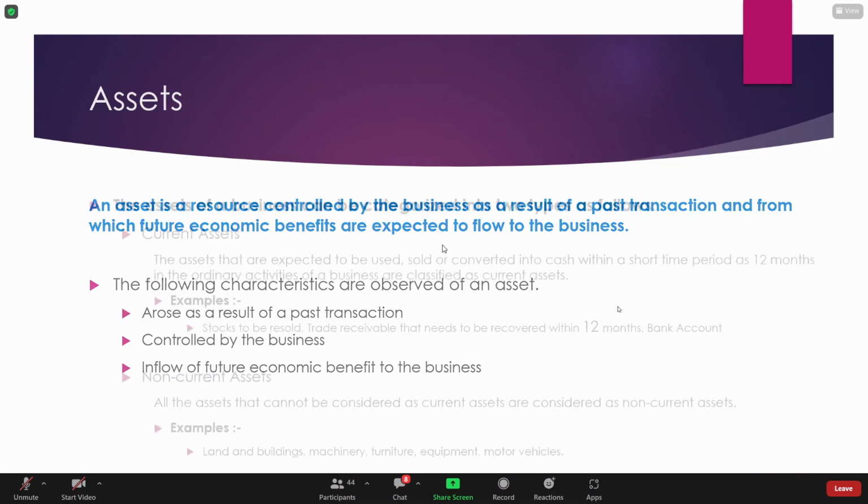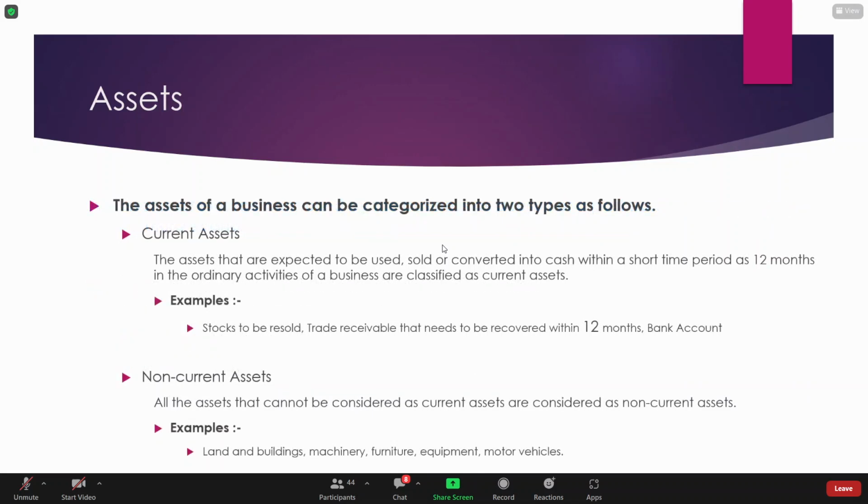And then the assets of a business can be categorized into two types. There are two different types of assets that can be seen in a business, and you know these two types. It's current assets and non-current assets. Very straightforward. Now let's look at the definition. The assets that are expected to be used, sold, or converted into cash within a short-term period of 12 months in the ordinary activities of a business are classified as current assets.